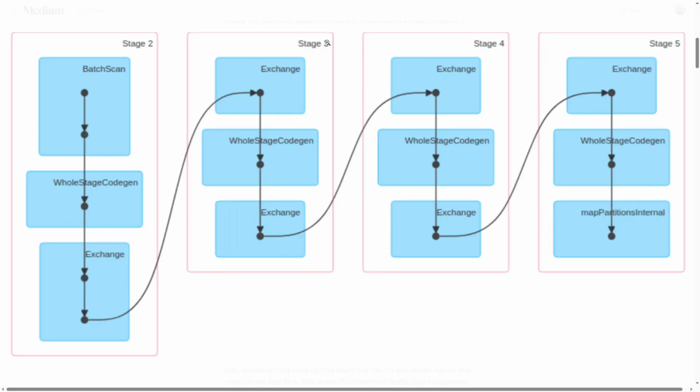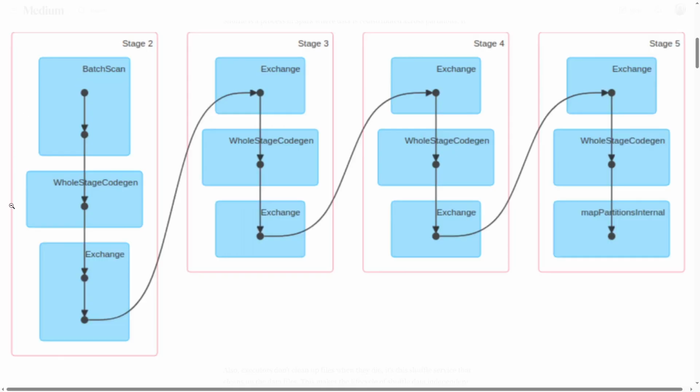If we open the Spark web UI, we will see something like this. These are stage boundaries. Any data going from one particular stage to another stage is a shuffle, and it is notated by exchange as well. This is the write side exchange. This is the read side exchange.